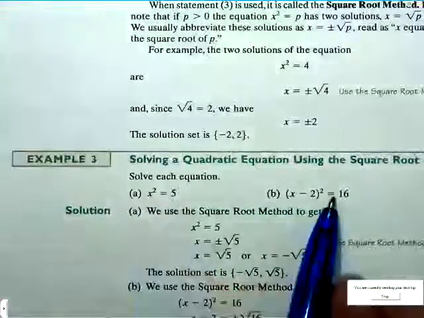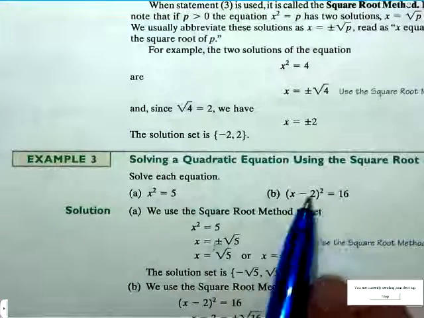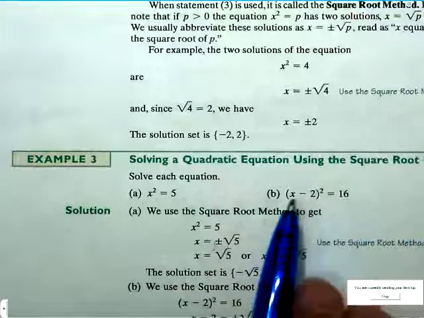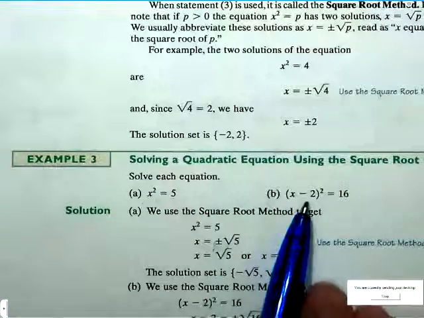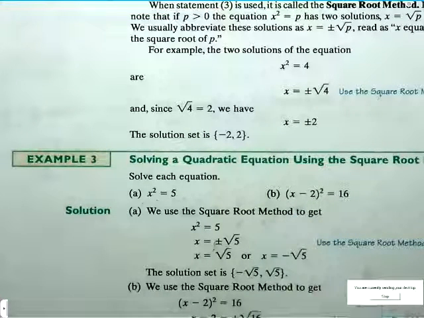I didn't have my first degree term and I used the square root method. Here, you have to think what it would be if you FOIL this out. You would have an x squared minus a 4x. So you have your first degree term. No, I'm sorry, I just messed up. You can take the square root of both sides because you just have something squared equals a constant. You don't have x's on both sides.